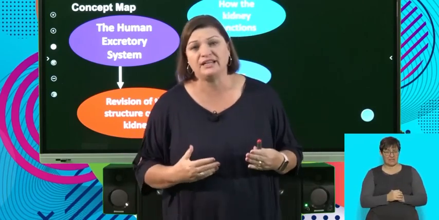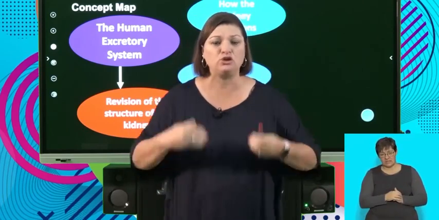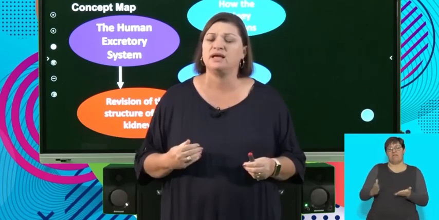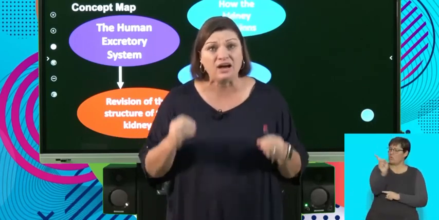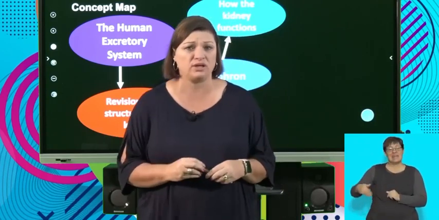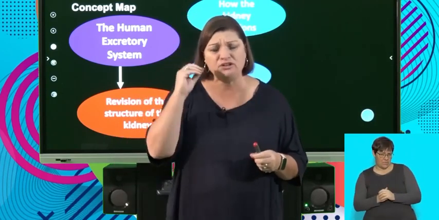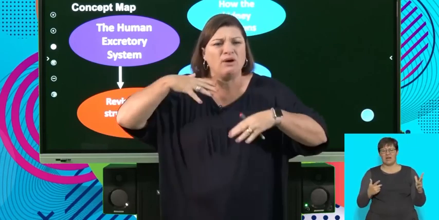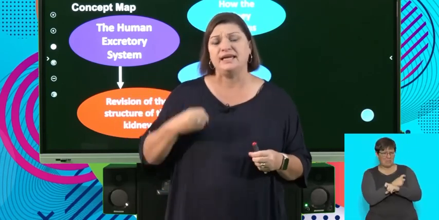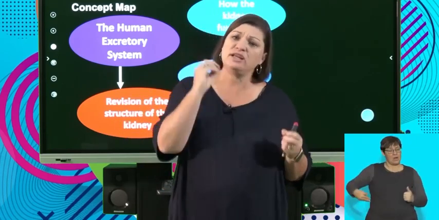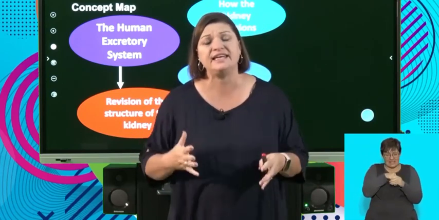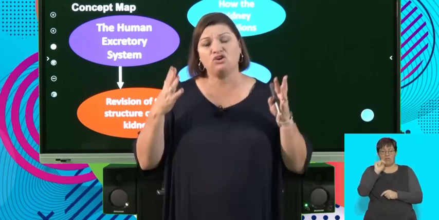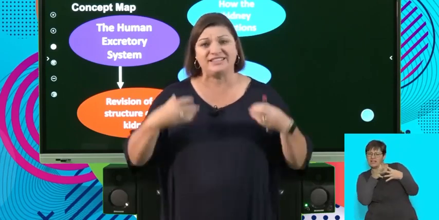What are we looking at? We're looking at the human excretory system. And this time we are looking specifically at how the kidney works. It's quite a complicated process, how the little structures inside the kidney, the nephron, are going to filter all of the blood.